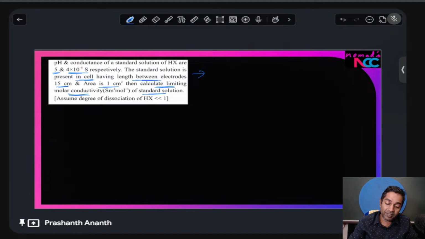Chalega. So pH is given as 5, that means H plus concentration is going to be 10 power minus 5. Alright, the standard solution is going to be present.